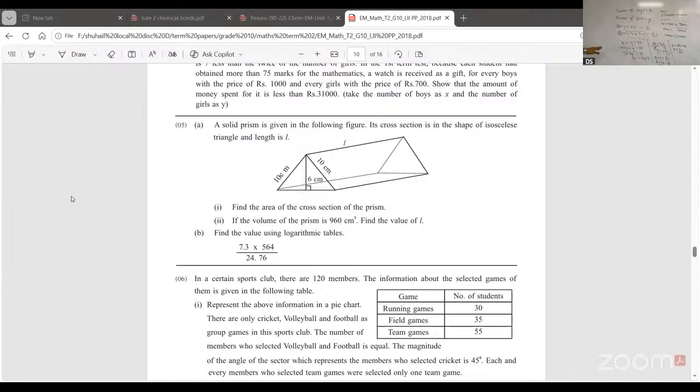The question we did now, question number 5, has been given the same way. I can't understand. Only short answers are there.